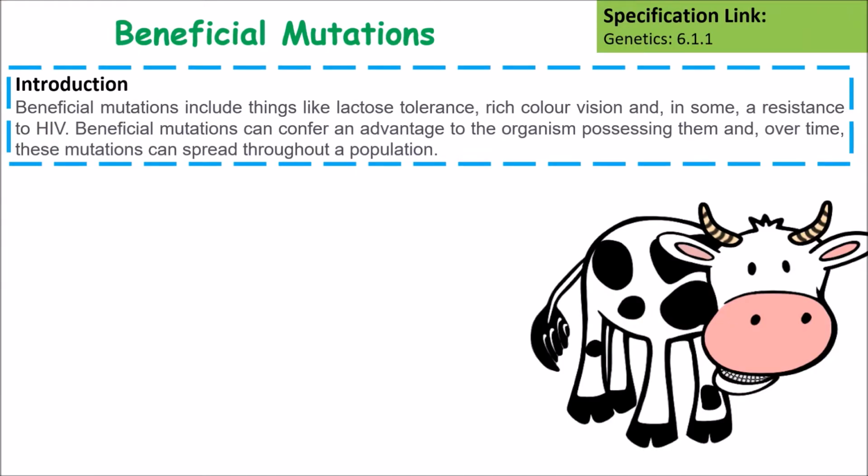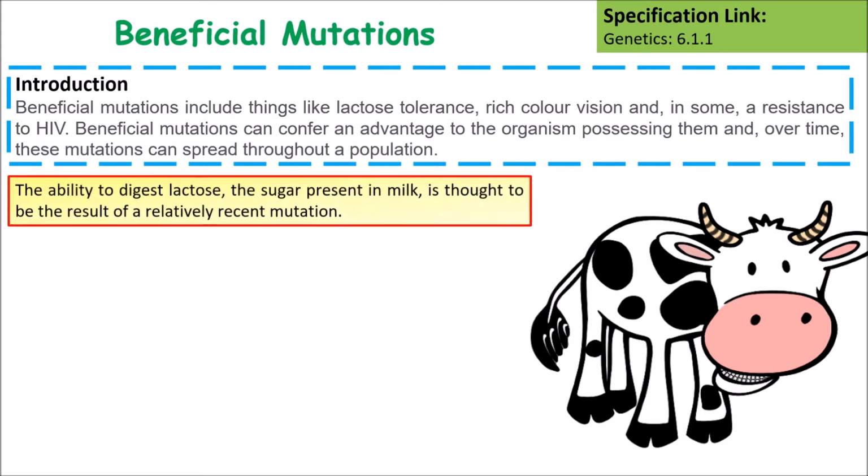Beneficial mutations include things like lactose tolerance, rich colour vision, and in some a resistance to certain diseases. Beneficial mutations can confer an advantage on an organism possessing them and, over time, these mutations can spread throughout a population. The ability to digest lactose, the sugar present in milk, is thought to be a result of a relatively recent mutation.